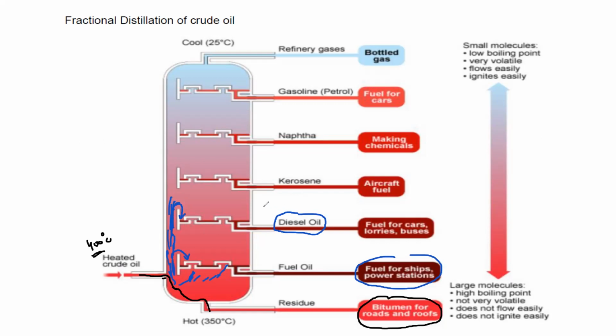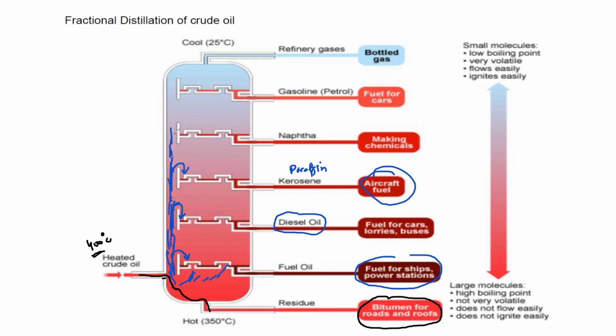Most of the loading trucks, because diesel can produce more energy compared to petrol, most of the loading trucks, buses, and lorries have engines working on diesel. Then the remaining fractions will rise. Another fraction which condenses here is called kerosene, or we can also say paraffin. Kerosene or paraffin oil is used by aircraft. So this is used as an aircraft fuel, the paraffin.